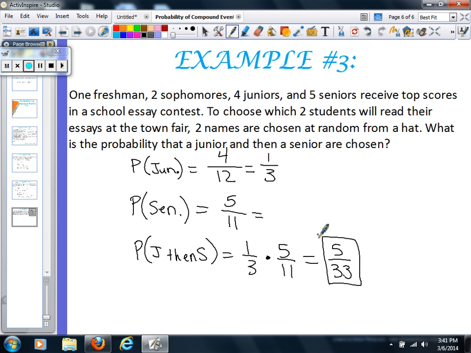Okay? Let me just double check my answer here. Okay, so that is correct. All right? So this is what we call dependent probability. There's also one other thing that I'm going to go over a little bit more tomorrow. This is what we call dependent probability without replacement. All right? Which basically means that when I took the junior out here, I didn't put them back in. So that's without replacement. Okay? And that's why this changes.